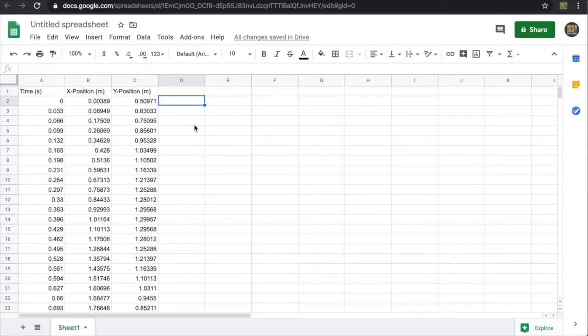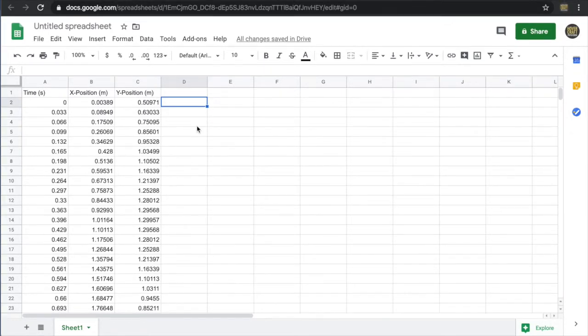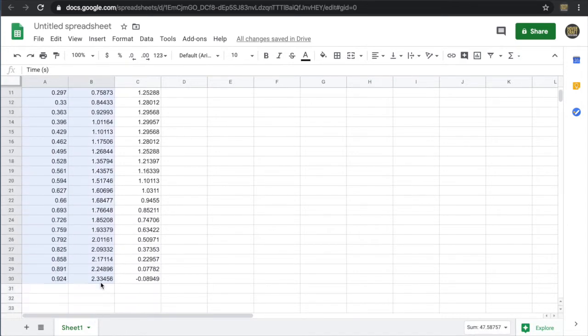Just so that we can be very careful of our analysis, I really want to look at the horizontal motion and the vertical motion separately and determine what I can conclude about those. So I'm going to go ahead and highlight my time data and my position data. This is the X direction, and I'd like to make a scatter plot.